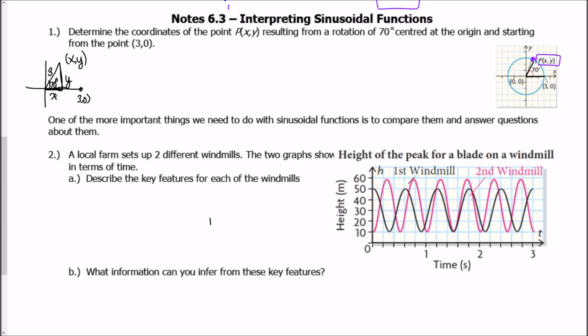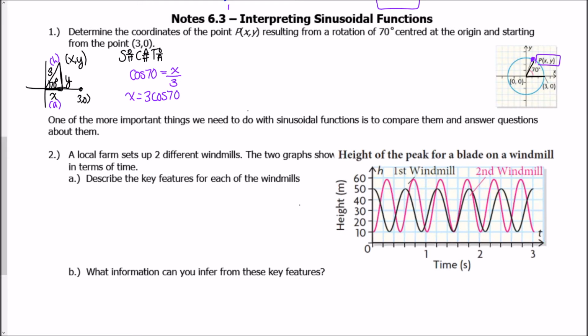In order to find x, I'm just going to use SOHCAHTOA. I have this x right here, which is the adjacent, and then I also have the 3, which is the hypotenuse. So I'm going to use cosine, because cosine is adjacent over hypotenuse. The cosine of 70 degrees is x, the adjacent, over 3. If I want to solve for x, x is equal to 3 cosine 70.